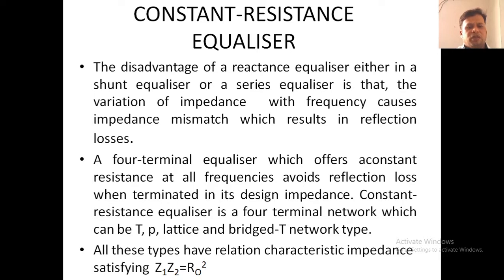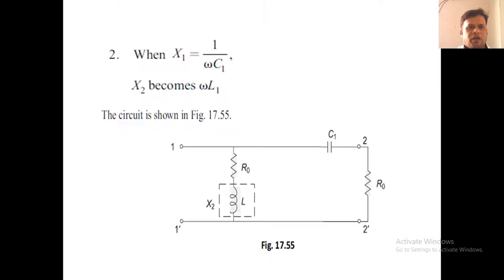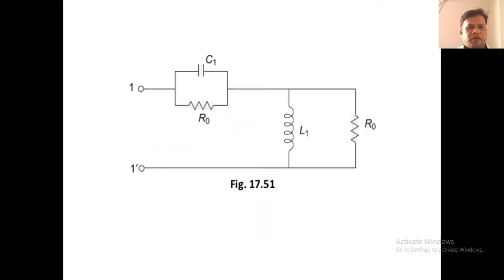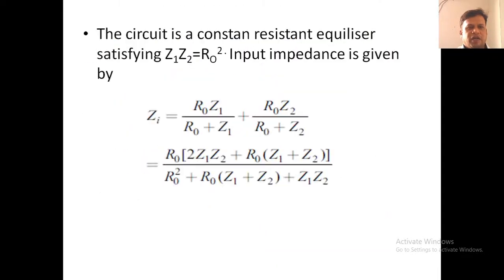Now, all these types should satisfy a relation between characteristic impedance, that is Z1 Z2 equals R naught square. If this relation, Z1 Z2 equals R naught square, is satisfied, then we can say that these equalizers are going to give the values of L and C respectively. Whatever we have solved till now used these values with Z1 Z2 equal to R naught square.